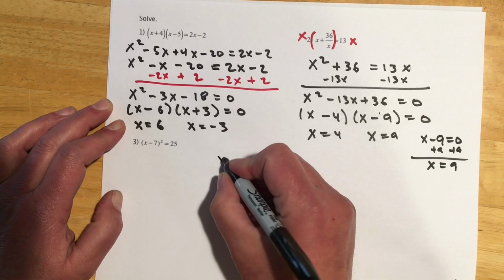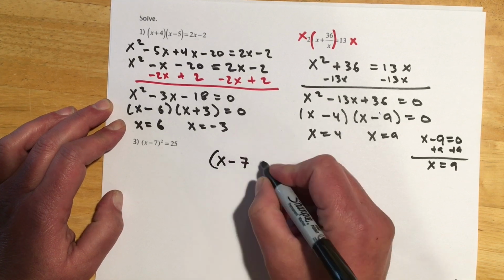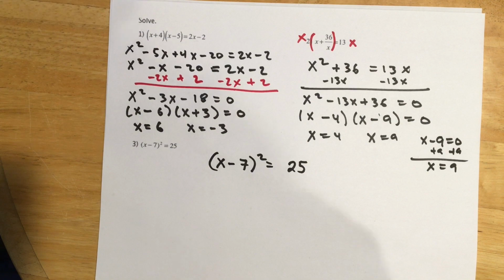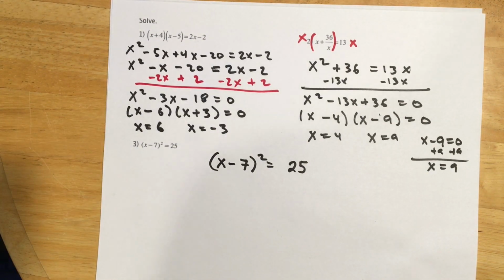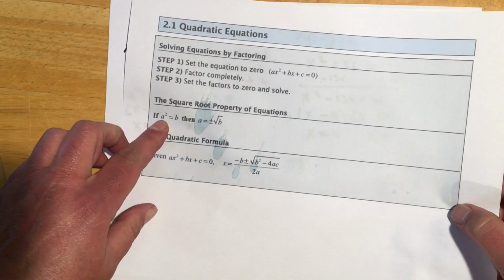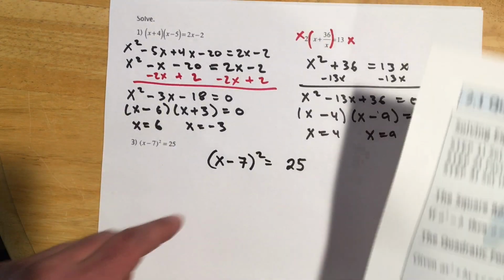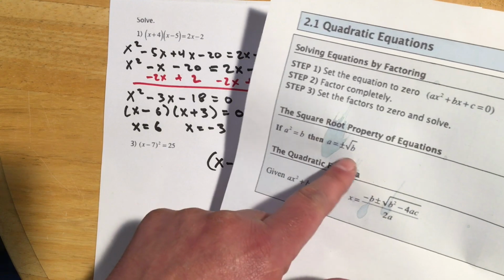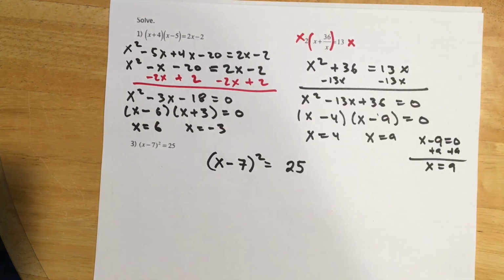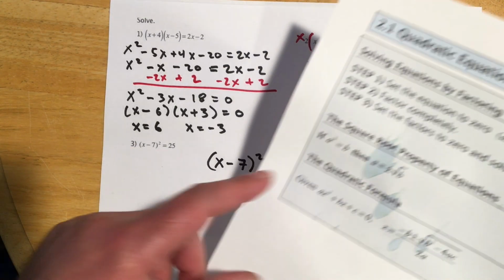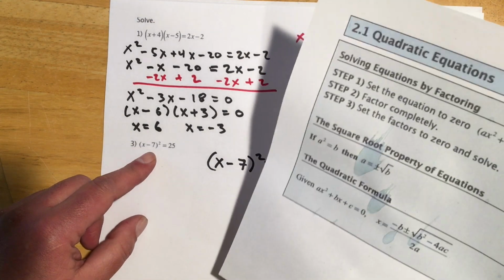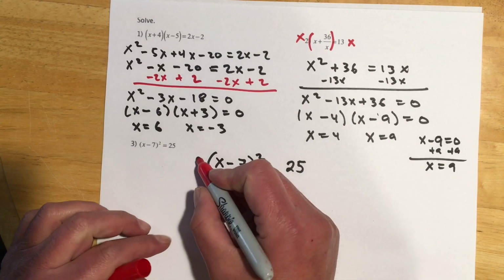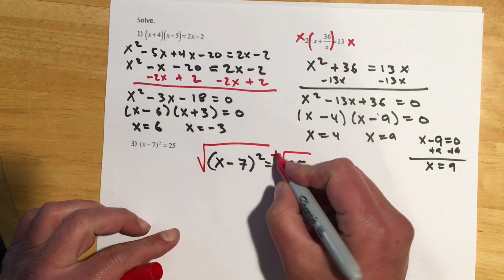For number 3, let me write it a little bit bigger right here. So this is one that's of the form, something squared equals a number. So I have a chunk of math squared equals a number. So I can just square root both sides. I just have to remember to use the plus minus. So this is the case. Again, it's limited, but when it works, the square root property is handy. So we'll do that, and we'll do that.